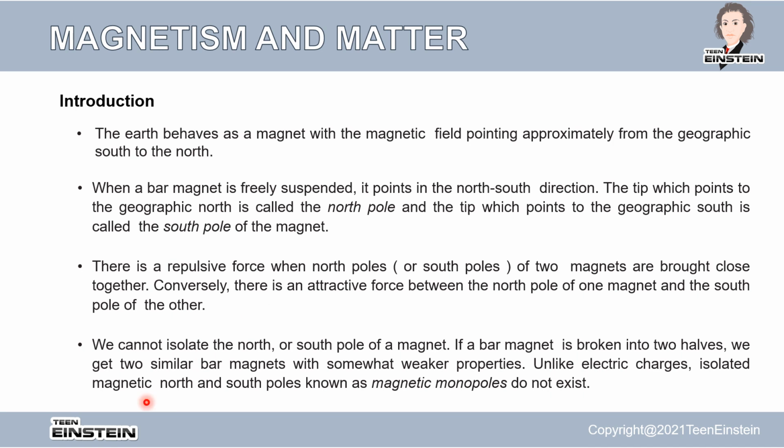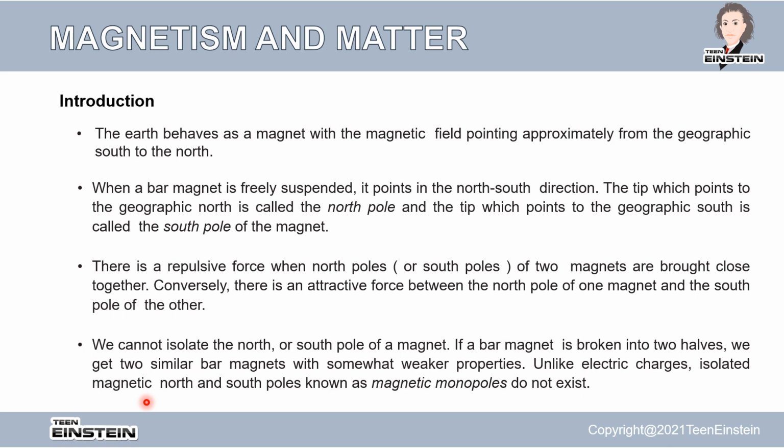We cannot isolate the north or south pole of a magnet. This is a very important property of a magnet, because you cannot isolate the north and south pole. Even if you take a bar magnet and cut it into 1,000 pieces, you cannot separate a north pole from its south pole, because magnetic monopoles do not exist. So the magnetic monopole doesn't exist.